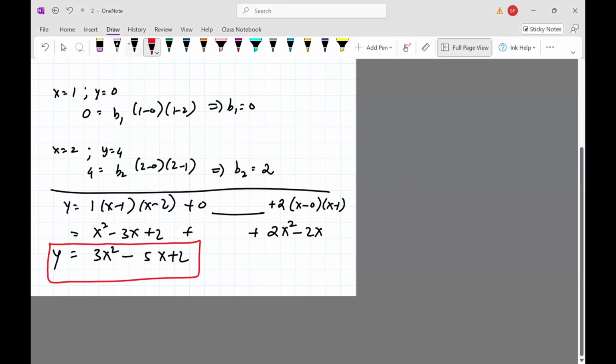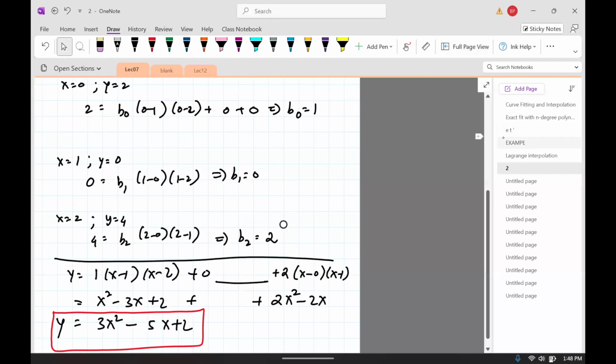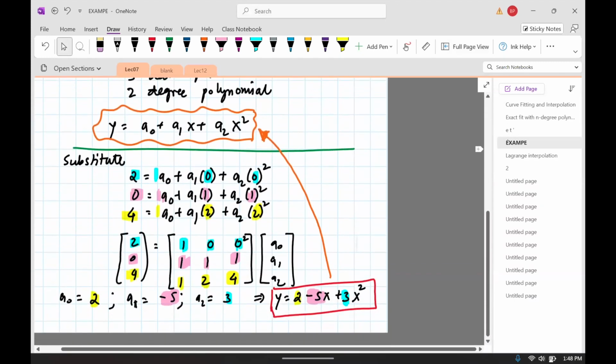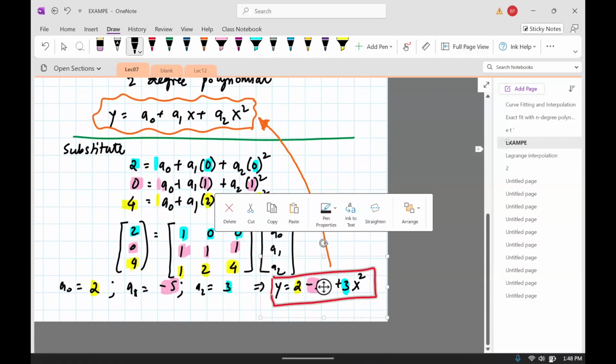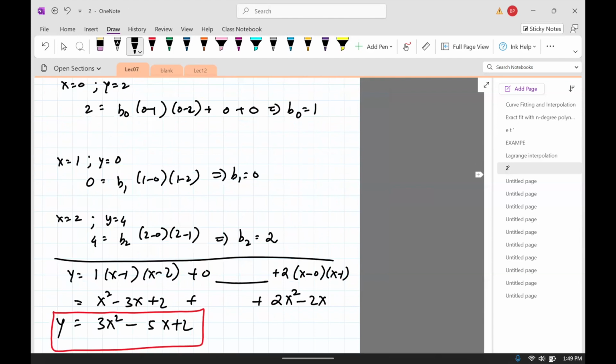And if we compare that against what we got using polynomial fit here, well, it's written the opposite way, but it's 3x squared minus 5x plus 2. Is it what we got? 3x squared minus 5x plus 2, 3x squared minus 5x plus 2. We got the same answer, but we didn't have to invert any matrix.